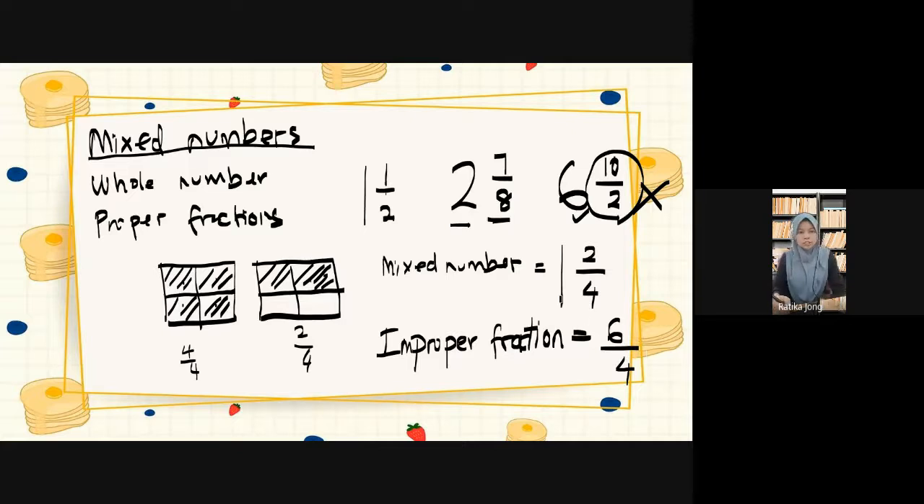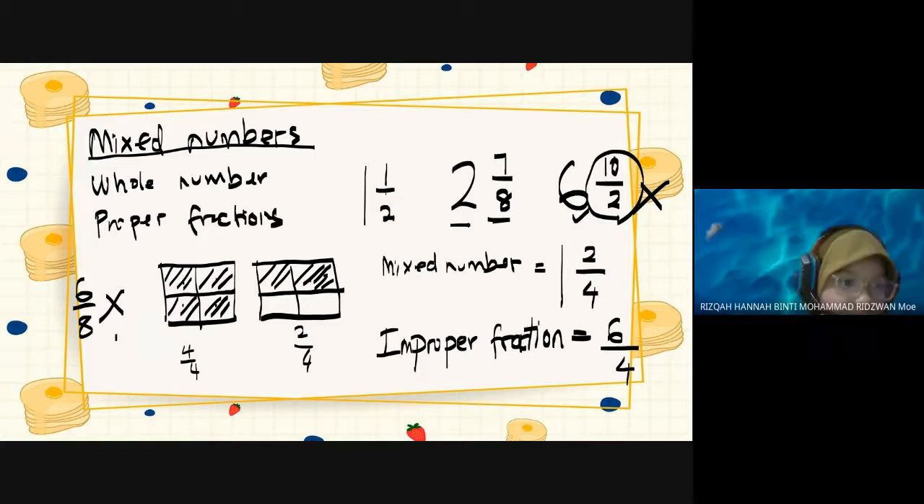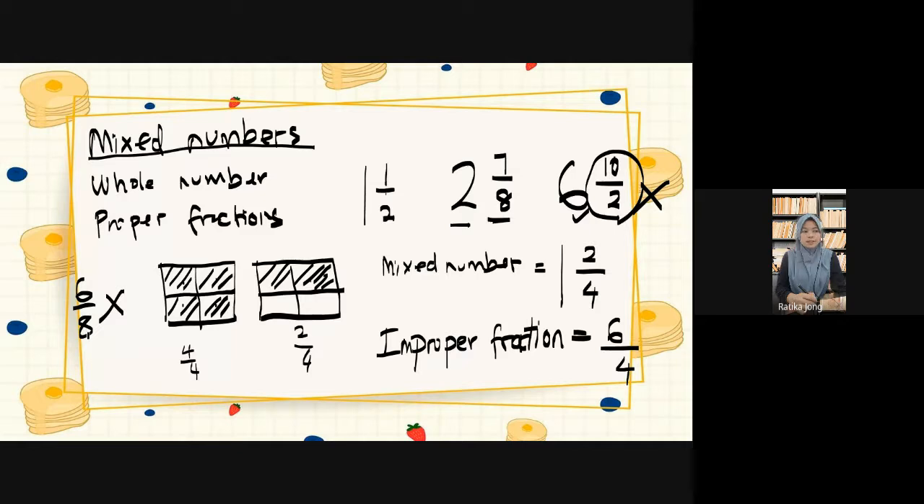6/4. You cannot say, awak tak boleh cakap ini 6/8. This is incorrect. This is wrong. Okay. It's a proper fraction. This is a proper fraction. Okay. Satu lagi salah sebab ini.